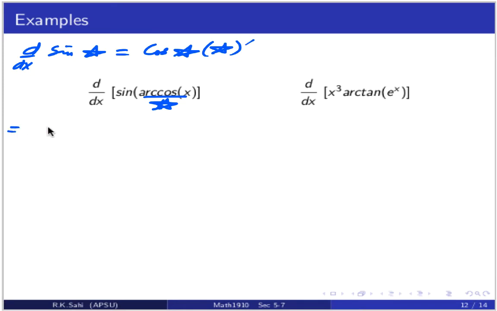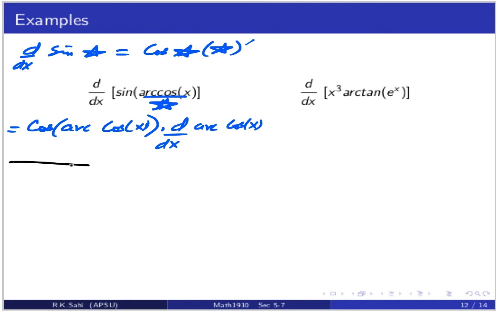So let's write that down. First is cosine of arc cosine x, times differential of arc cosine x. Now d/dx of arc cosine x, what is it? Let's write this one down here. We know that d/dx of arc cosine x is minus u prime over square root 1 minus u squared.